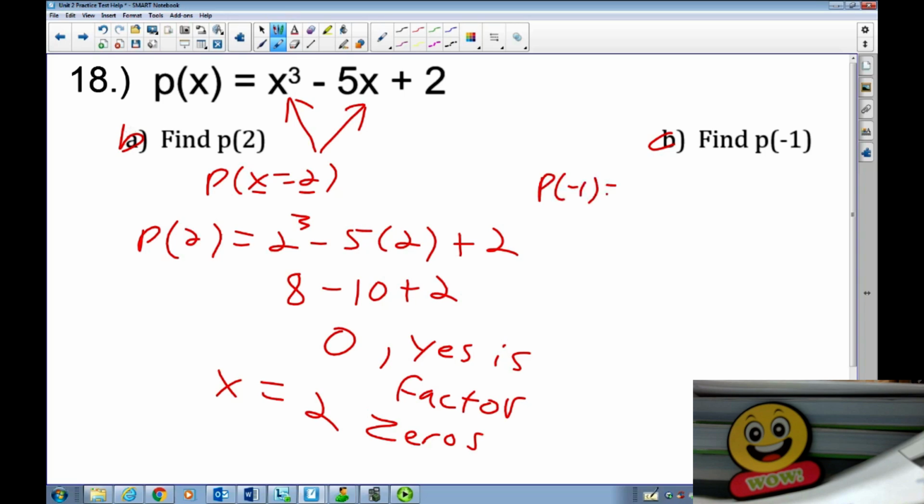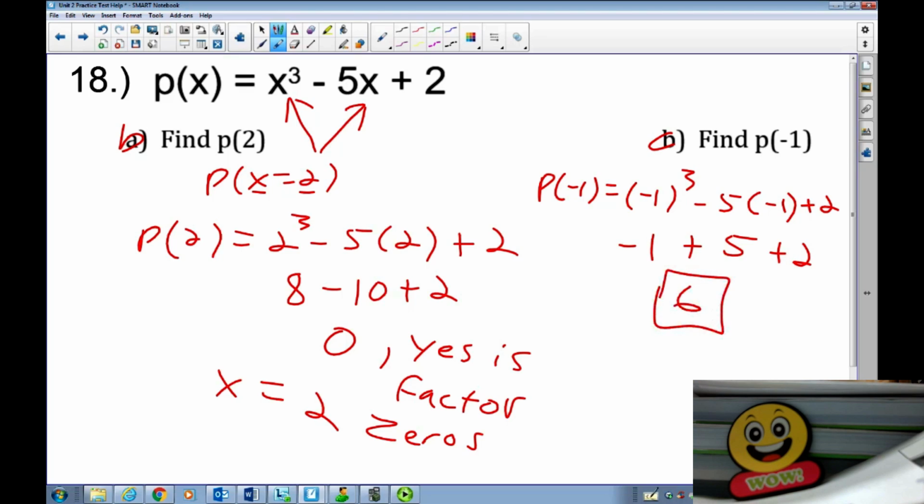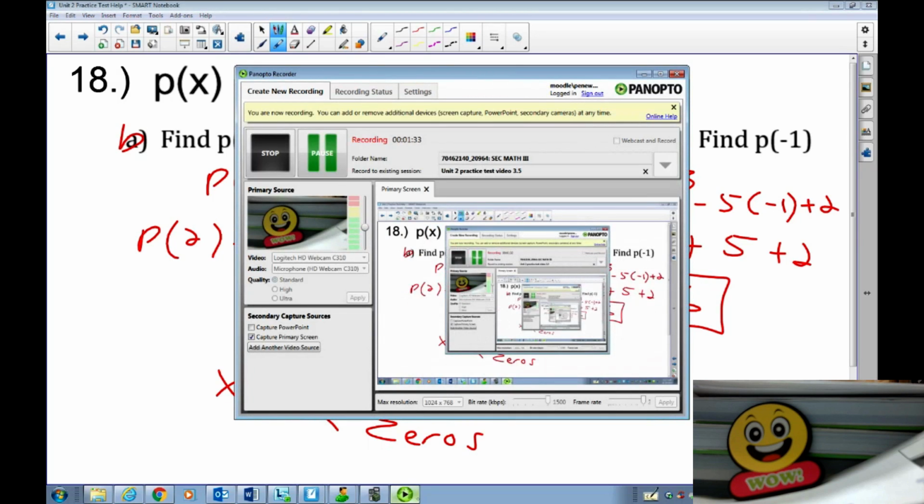Okay, so then over here, part C, we're going to plug in a -1. So P of -1. Everywhere we see an x, we're going to plug in a -1. So -1 times -1 times -1 is a -1. Plus 5. And then a plus 2. So that's going to be 7 minus 1 is 6. So there's your answers there for number 18.